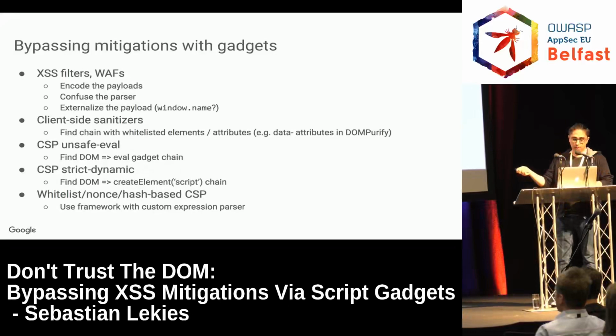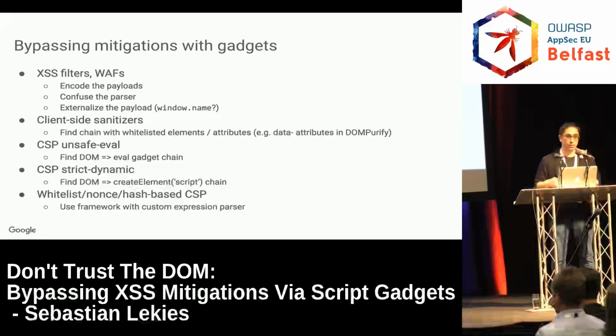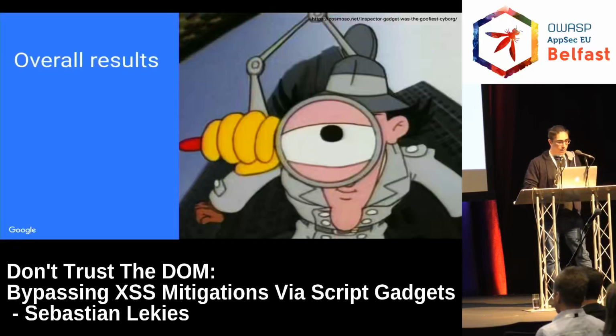And for whitelist, nonce, and hash-based CSPs, just try to look for working gadget chains in frameworks with custom expression parsers. This is the way that we found is the most successful one.